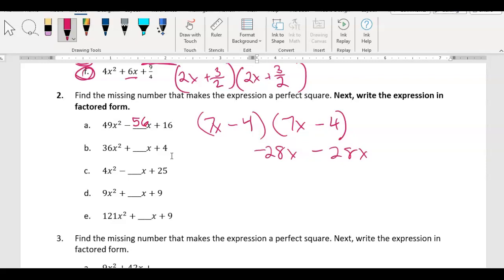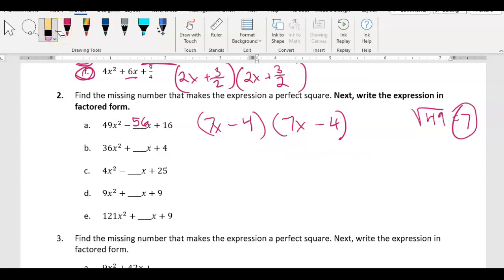Okay? Another way that you can look at that is we know that to get this, we take the square root of a, which is 7, right? And then we divide that into our middle term. And so the square root of 16 is 4. 4 times 2 is 8. And 8 times 7 is 56. So you can work backwards however you want.